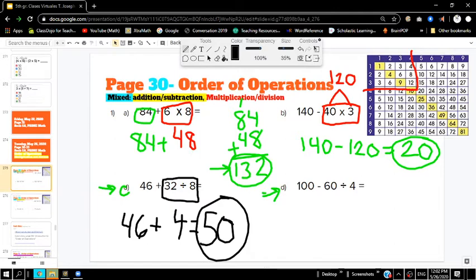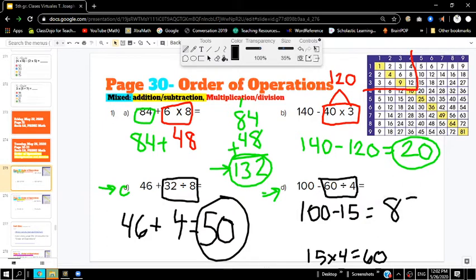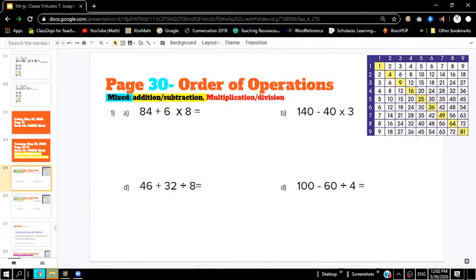Here we, again, do the division first before the subtraction. 60 divided by 4 is 15, because 15 times 4 equals 60. And 100 minus 15 equals 85. All right, so there you go. You have your first 4 problems on page 30 complete. We're going to go to the next couple of problems.